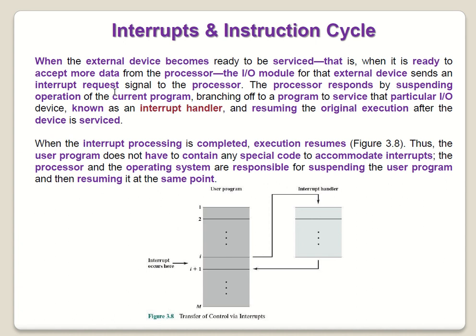When the external device is ready, it sends the interrupt request signal to the processor, and the processor responds by suspending the operation of the current program. It puts it on hold and branches to the service routine, which is called the interrupt handler. You can even call it an interrupt service routine. After finishing the interrupt handler, you see in the diagram, this is the interrupt handler. After completing it, the CPU resumes the original execution.